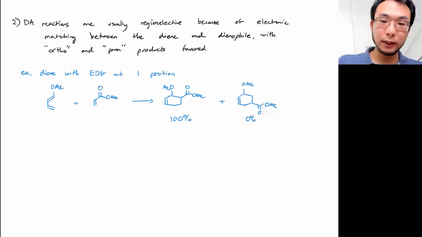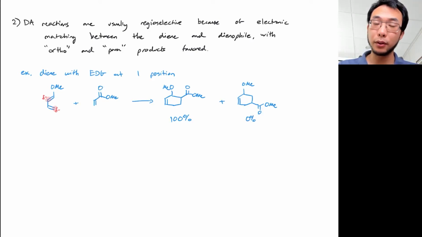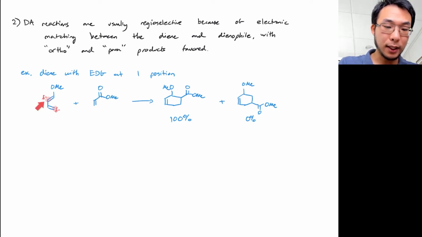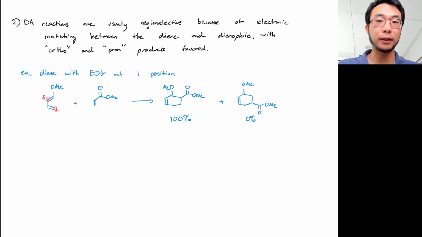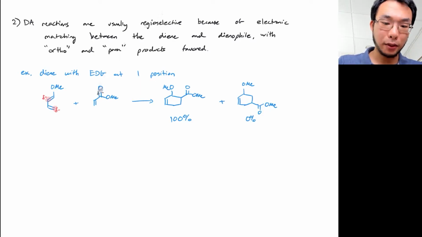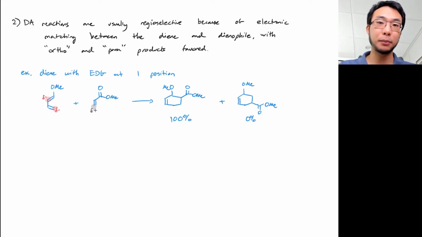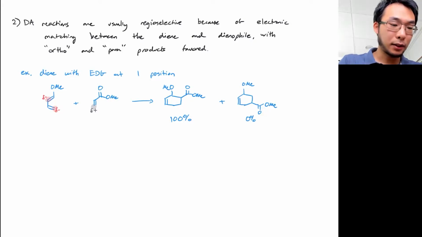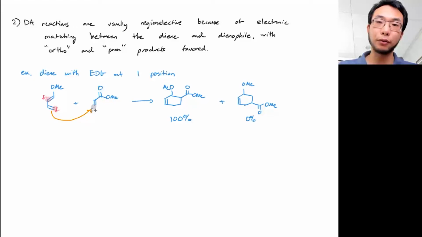The reason for this is that if you think about where in the diene is going to be more nucleophilic, well, we know through resonance that electron donating groups should activate this position and that position. And then if you think about the dienophile, we want to think about where on that dienophile is more electrophilic. Well, we know through resonance that we should expect that position to be the most electrophilic. And so if we're doing our electronic matching, we should expect this position to attack that position, the most nucleophilic site matching with the most electrophilic site.